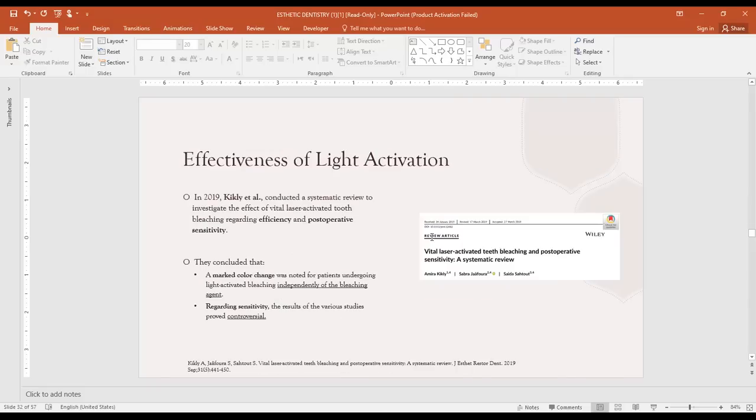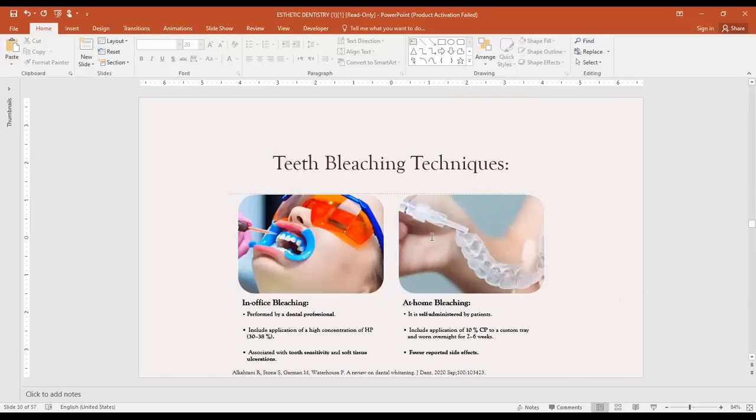The protocol at home, you haven't talked a lot about it. You should add a little bit about patient compliance. You need patient compliance here. Here, for example, you need protection of the gums and the eye, the vision, okay?